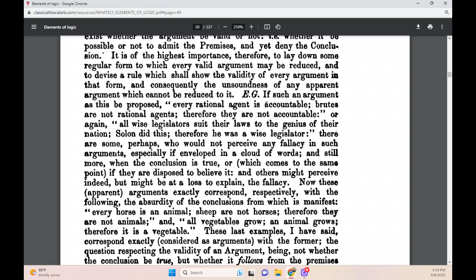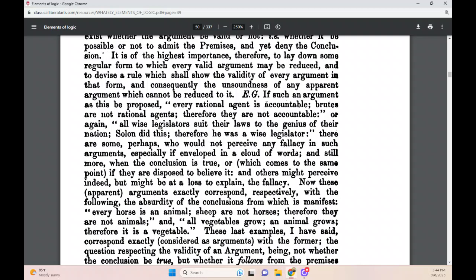Now listen to the second premise. Brutes are not rational agents. So if we're thinking about our diagram, we have this large circle that contains all things that are accountable. We have this smaller circle of rational agents, which is inside the circle of things accountable. And we're told that no brutes are rational agents. In other words, no brutes are inside that smaller circle.